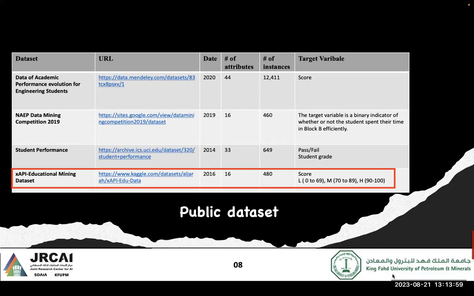And you can see here we have around 16 attributes and the number of instances is around 500. The target of this task is to build the machine learning model in order to predict the score. You can see we classify the score as low, medium, high, as can be shown.